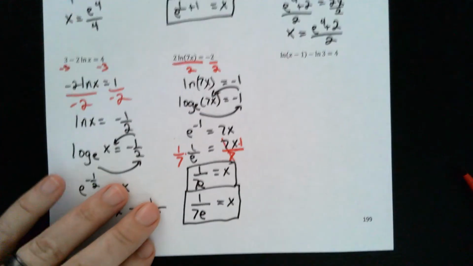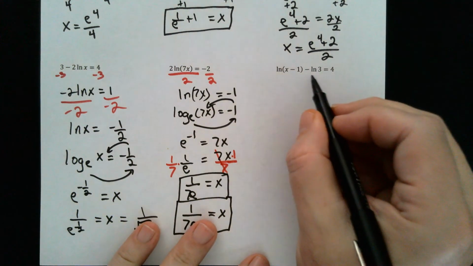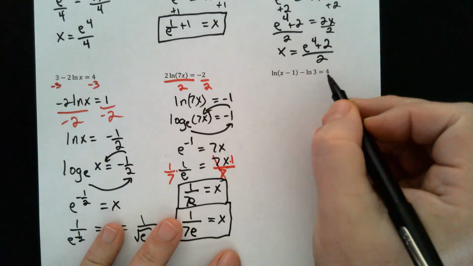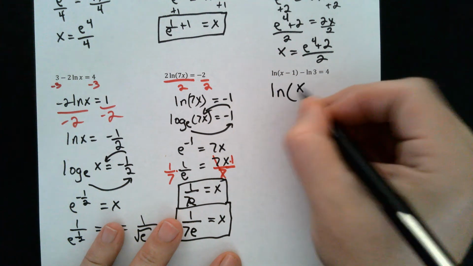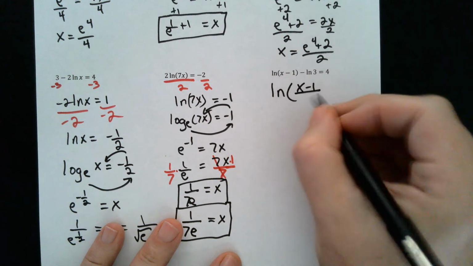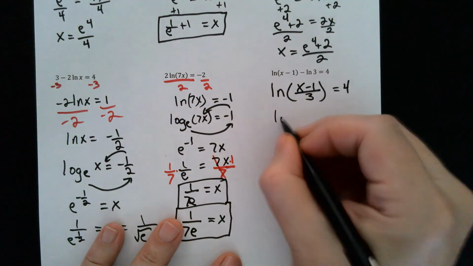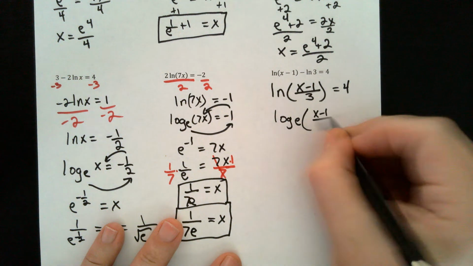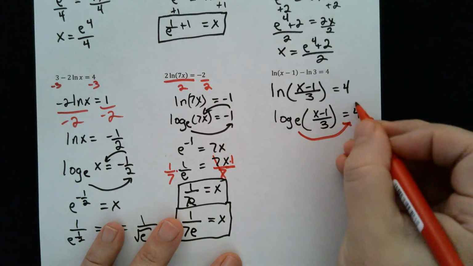Okay, last one. We have ln of x minus 1, and then another ln. So we need to combine these. It's subtraction. So we can use the quotient rule that says if you have the same base, then you can bring it together as one logarithm and divide. The x minus 1 is the one that would go on top, and the 3 is the one that would go on bottom. Okay, there, it's a single logarithm. Let's rewrite that as log base e of x minus 1 over 3 equals 4. And then I could do the circle method here.